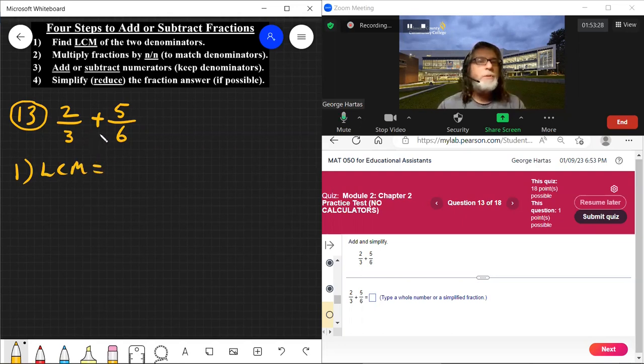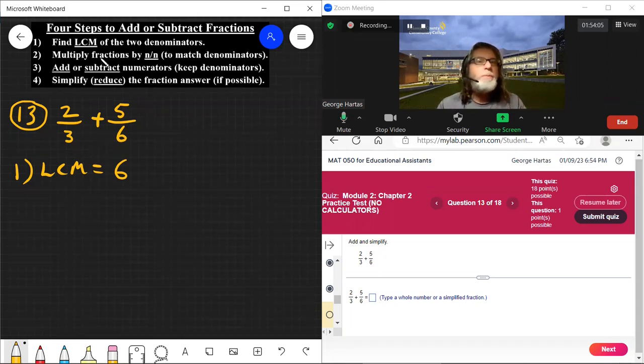So we have 3 and 6. So what's the smallest number that both of these divide into? Let's use the one list of multiples technique. Can 3 divide into 6? Yeah. So therefore, 6 is the LCM. Because 3 divides into 6, and 6 divides into 6. Now, I'm using LCM, but remember, it could be LCD. It's the same thing. D means denominator. LCM, LCD, it's the same thing. So either one will work.